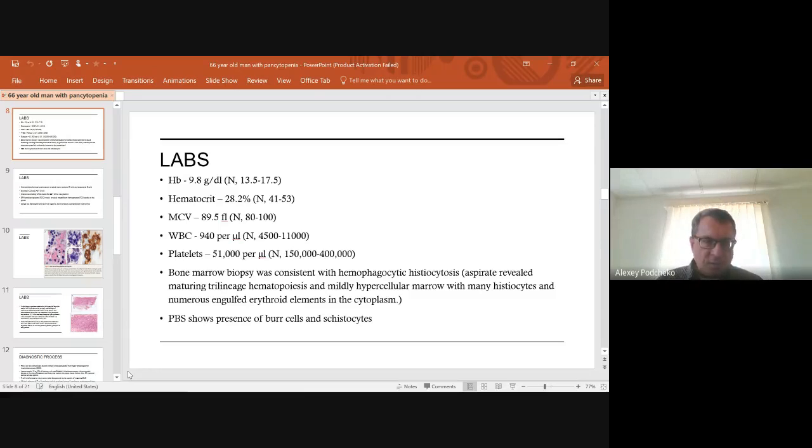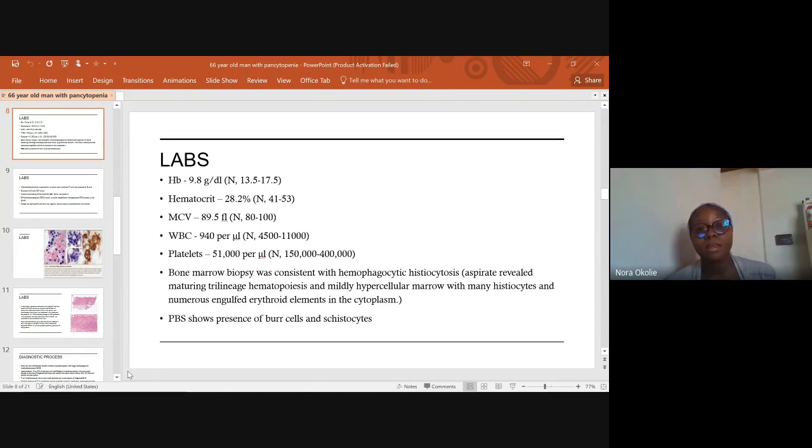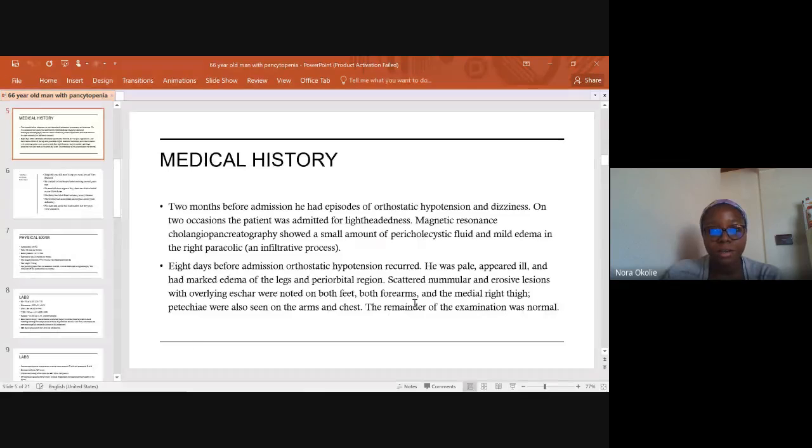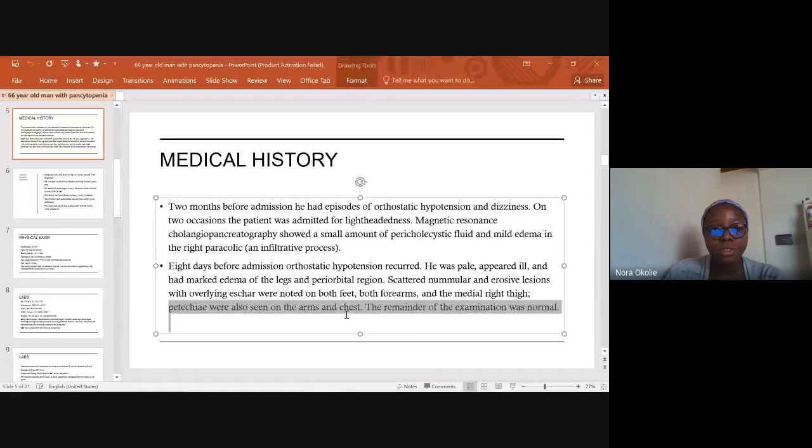Absolutely right. And the last question, when you look at these lab values here, why do you think, Nora, this patient has such a low platelet count? I think it's due to the fact that the patient has this lymphoma, pancytopenia, and we also saw that initially the patient had petechiae lesions. I think it was shown in the medical history. Yeah, the petechiae was also seen.